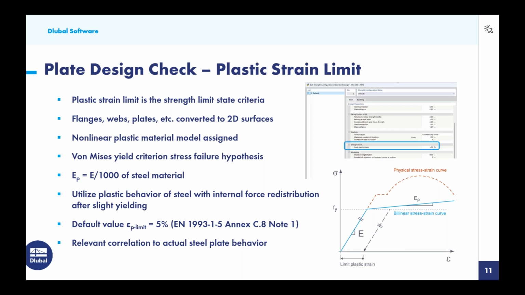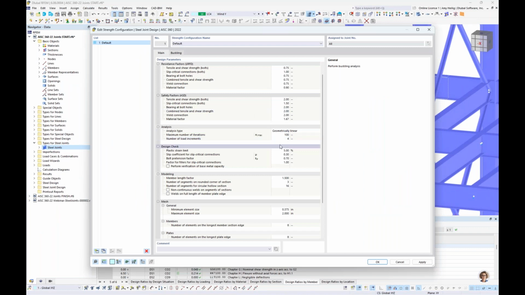Now, there have been many studies carried out for actual steel plate behavior compared to this FEA approach, and there has been found relevant correlation, so therefore it is an accepted approach. So we go back here to the steel joints add-on, and again, that 5% can be found here, but it is fully adjustable by the user. We also have the slip coefficient for slip critical connections, as well as the bolt pretension factor. So remember, this is for those preloaded bolt options. The 0.7 factor comes directly from the AISC table J3.1.